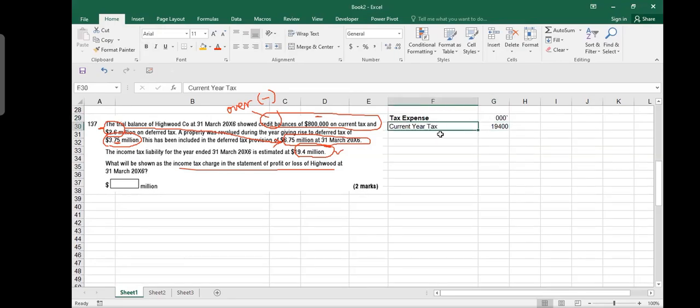This is my current year tax expense. And I know that I add, then subtract last year. So last year was over provision, so I would say less over provision.